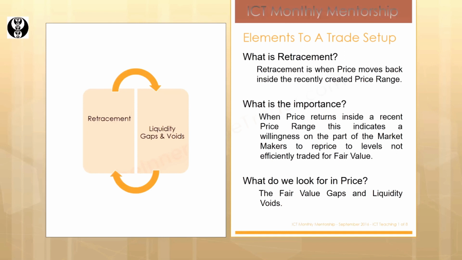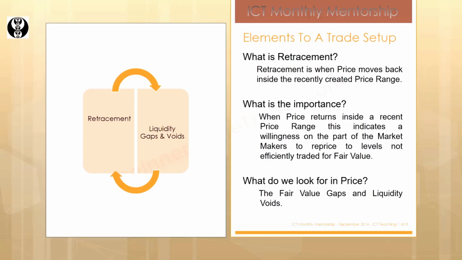The order block was introduced in the Sniper series tutorial on my website, but prior to that I just gave indications and clues about what an order block was without actually spelling it out for everyone. What's the importance of the retracement? Well, when price returns inside a recent price range, this indicates a willingness on the part of the market makers to reprice to levels not efficiently traded for fair value.